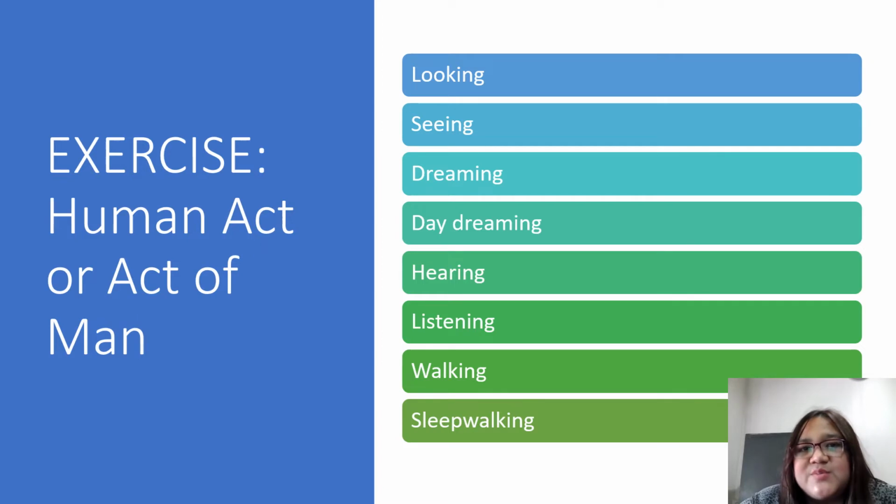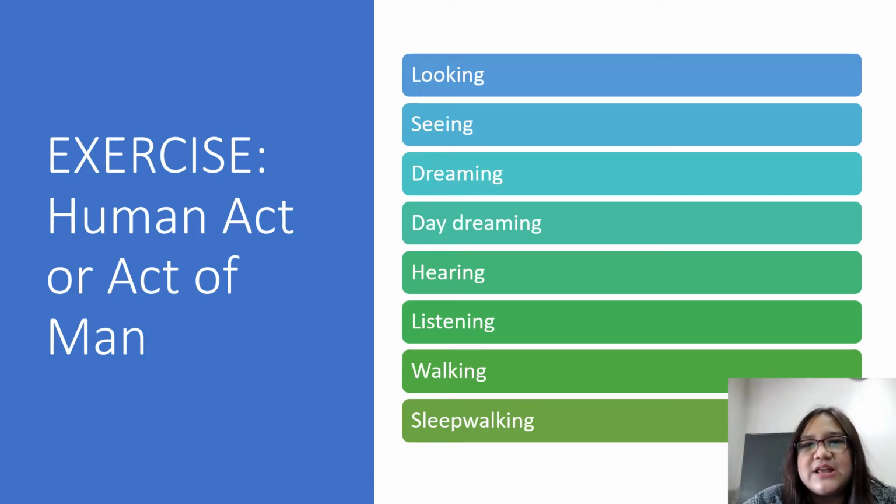Next, we have the difference between dreaming and daydreaming. Okay? Dreaming is an act of man because whether we like it or not, we dream. However, daydreaming, it's a conscious process because we're awake and yet we're starting to think of somebody else. Okay? So you understand that? For example, you're daydreaming of your crush, you're daydreaming that you have a car, of a house. Okay? So daydreaming is the human act and dreaming is the act of man.